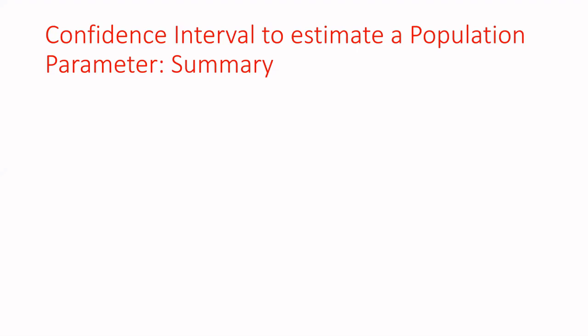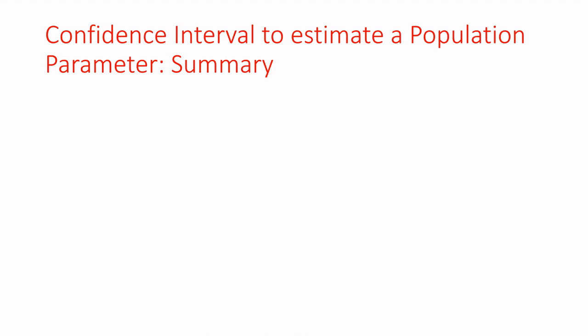So here's a bird's eye view of the material that we covered so far. This is a summary of what we learned. When we're estimating a population parameter, first we have to identify which parameter we're estimating. Is this a population mean? Is this a population standard deviation? Or is this a population proportion? Remember, proportion could also be a probability or percentage.